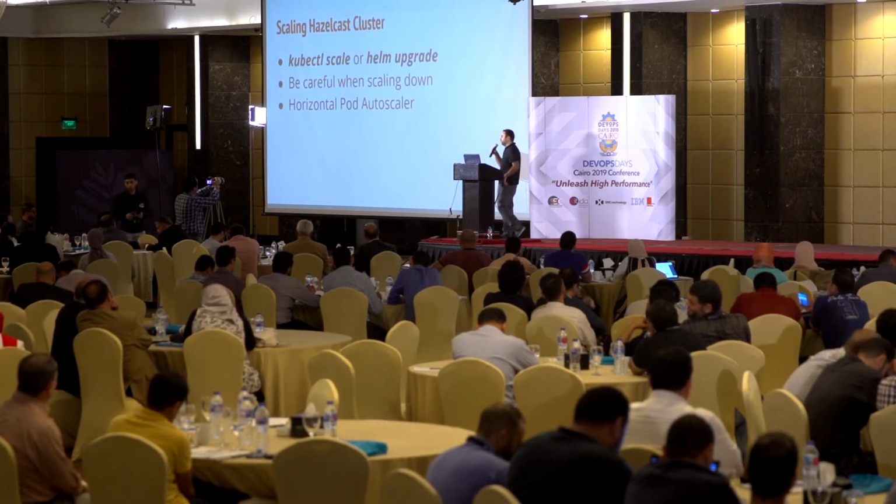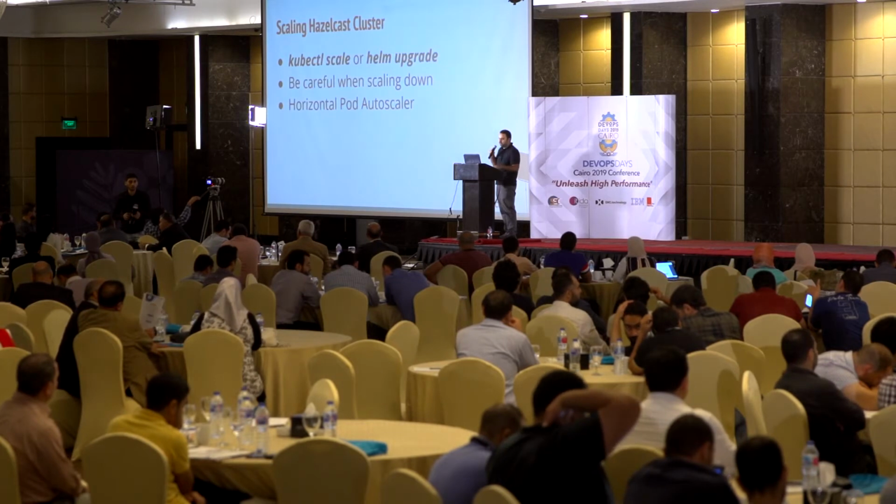And the last part is horizontal pod autoscaler. So scaling can be done in 2 ways. One is manual. So if you go with the manual, kubectl scale and Helm upgrade is your tool to do. But if you want to do auto-scaling, which means that if you see a hike in memory and CPU usage, you can tell Kubernetes that automatically, for instance, let's say that if the CPU usage is more than 80%, just scale out my cluster.